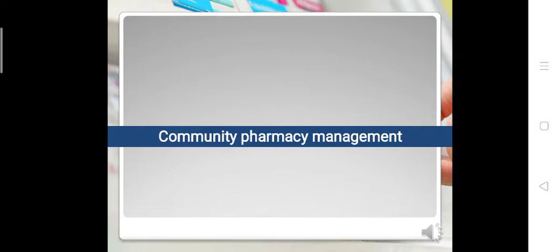रिगार्डिंग द कम्युनिटी फार्मेसी. But till now we have studied the legal requirements and we have sought some of the information. We have just put some light on what is community pharmacy, how it has been established, what are the requirements, what are the records, right? But here we are going to talk about all the management which has to be done.